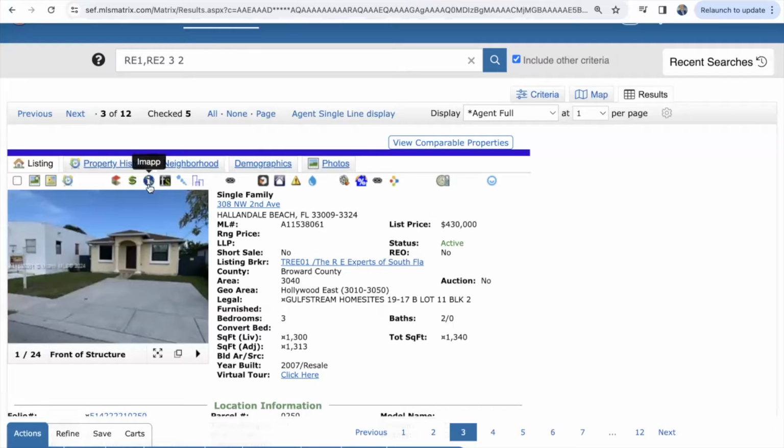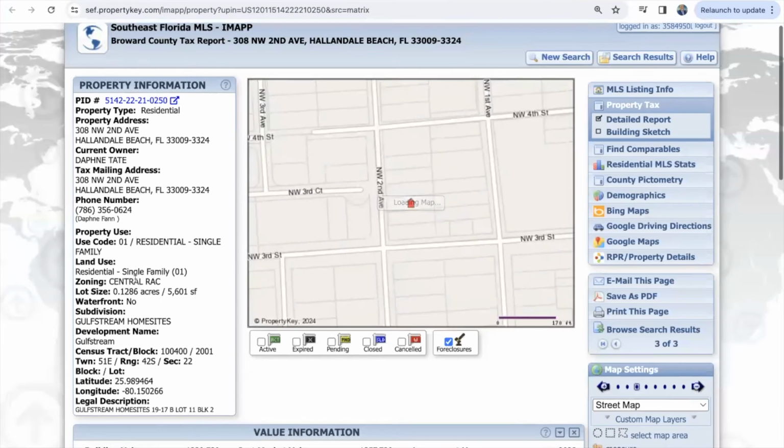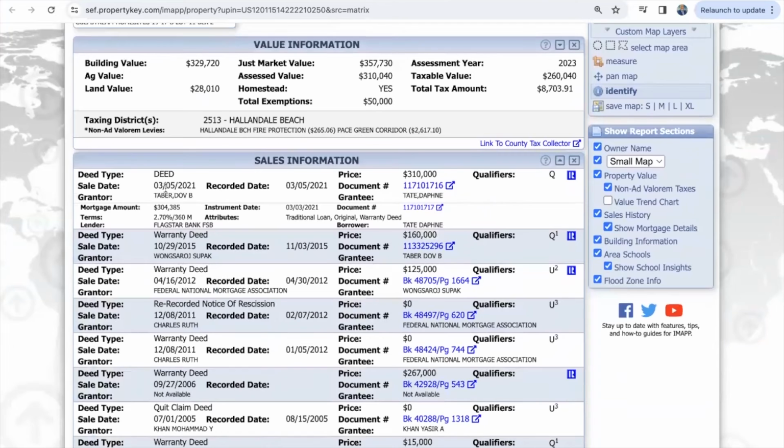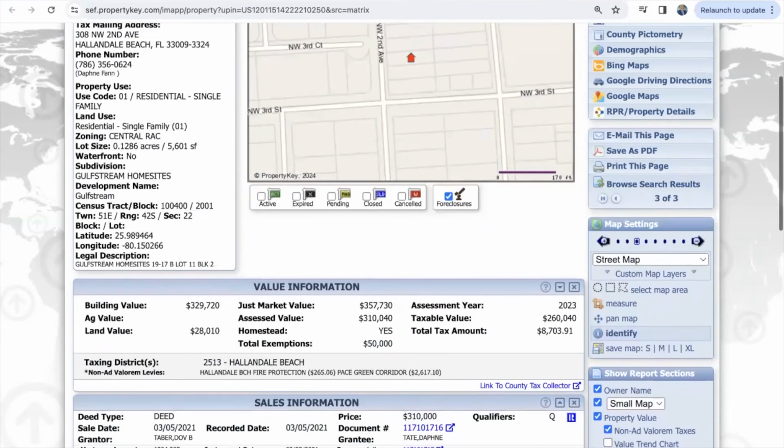Another thing that you need to do is click on IMAP right here. How much did they buy the house for? They bought the house in 2021 for 310. So you're giving them 375. Let's say you win the offer at 390. I mean, they're walking away with money in their pocket for a house that they did not remodel. They did not renovate at all. So yes, that's my opinion.